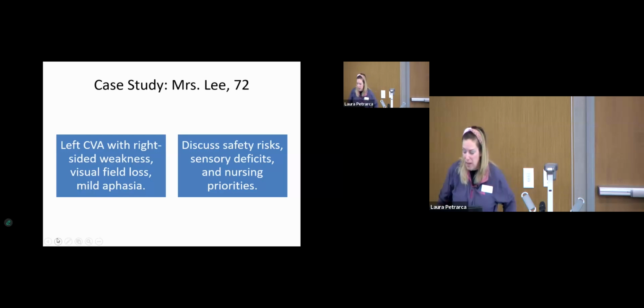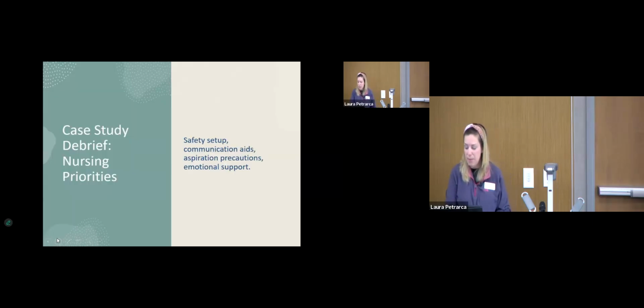Probably a good idea. Encourage the family to stay at the bedside. Although family can sometimes get on your nerves, they are a huge help in some cases where your patients are confused and disoriented. So make sure that you're utilizing your family members as well. And again, we already said this: safety setup, communication aids, aspiration precautions, and emotional support. You want to promote clear communication, offer emotional support, and encourage teamwork with rehab services.